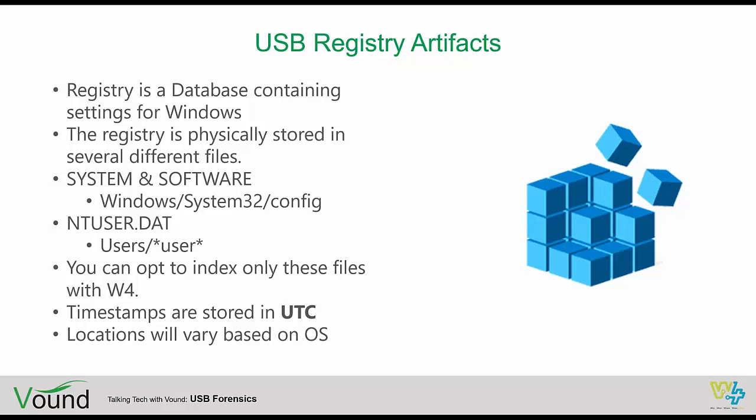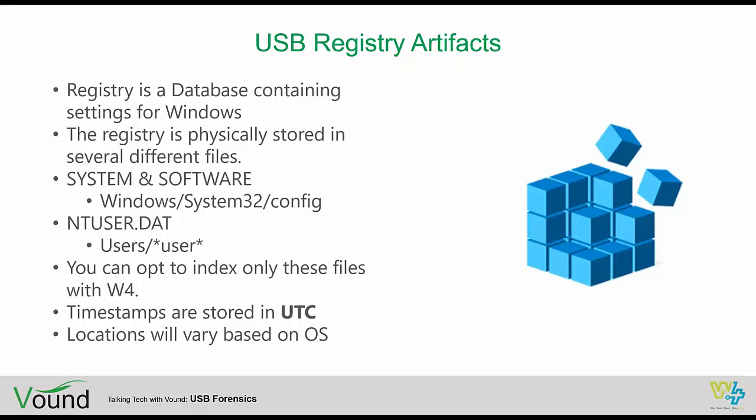Two of these are the system and software registry files. These are located in the Windows/System32/config folder. Then we have the ntuser.dat file, which is located within each user's user folder. If you're ever in a rush and you're only interested in these USB registry artifacts, you can opt to only index these three files with W4 versus doing the entire drive. This ends up saving a lot of time and it's done a lot quicker. And as I mentioned before, these timestamps are stored in UTC.